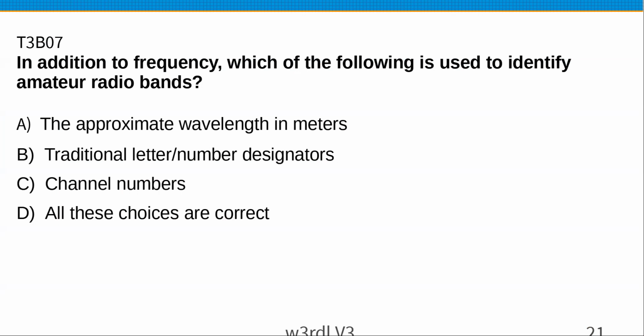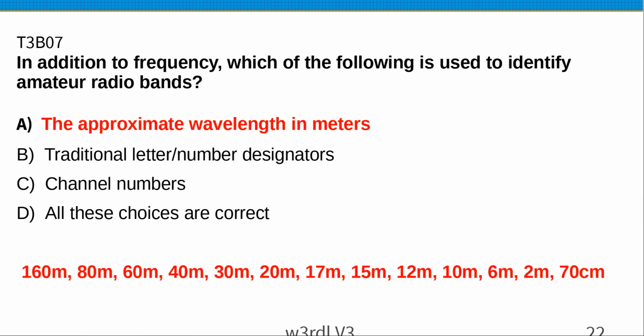In addition to frequency, which of the following is used to identify amateur radio bands? Approximate wavelength. And I just listed most of the bands available to US amateurs. If you're an Extra, you can do all of these and all modes.